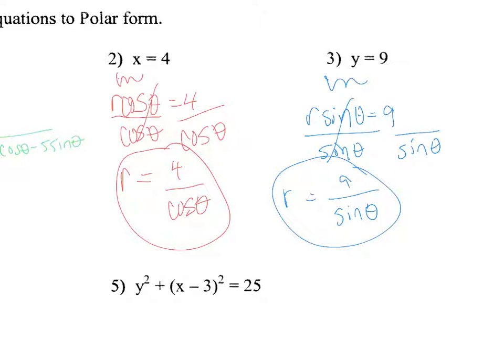Number 3 is the same. You're just replacing y with r sine theta. Divide by sine theta, you get your answer. r equals 9 over 6.